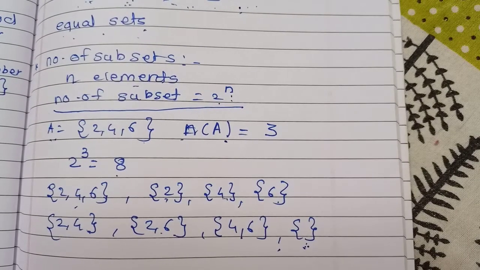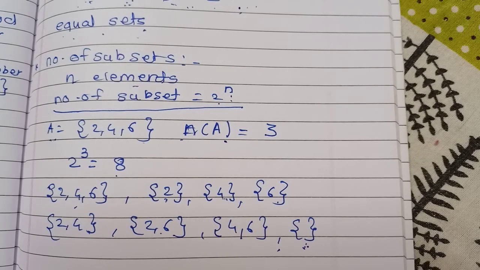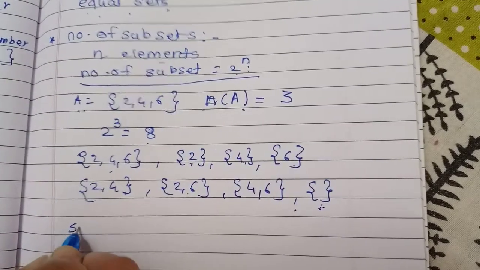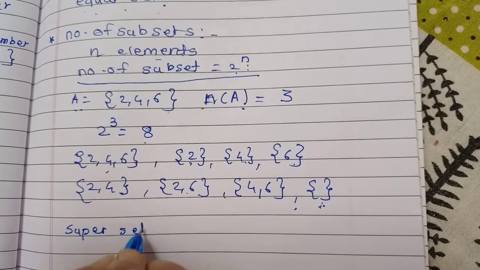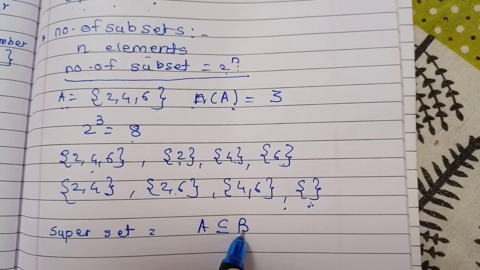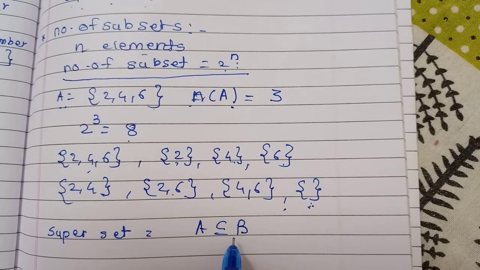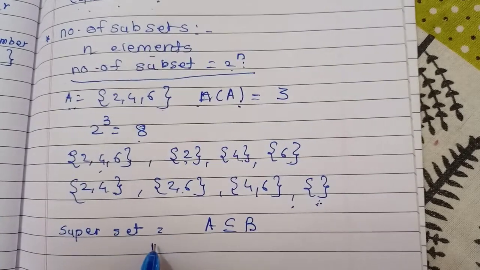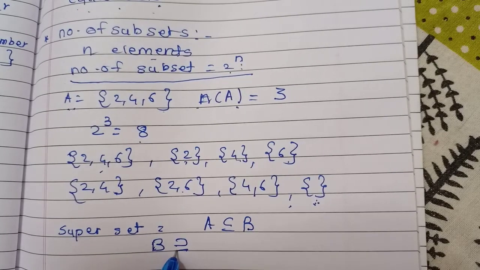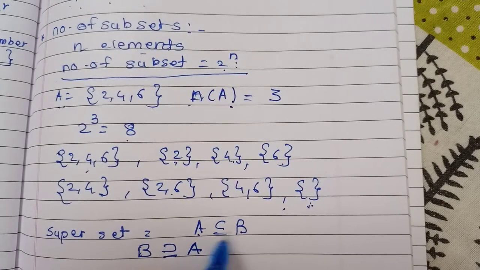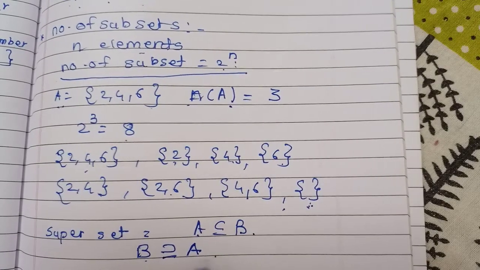Now, the superset. A superset is exactly opposite to a subset. When A is a subset of B, then we can say that B is a superset of A. So when you want to write that B is a superset of A, you just have to reverse the sign and write it like this: when A is a subset of B, then B is a superset of A.